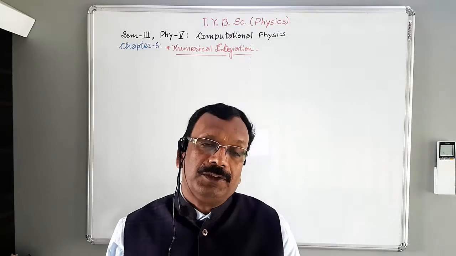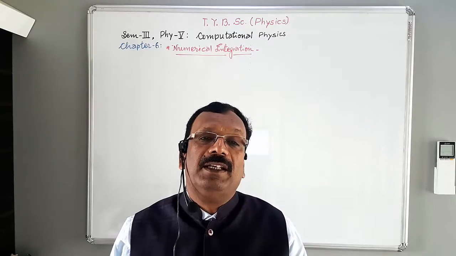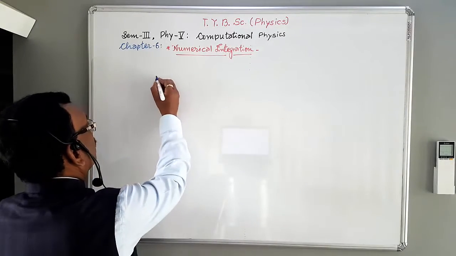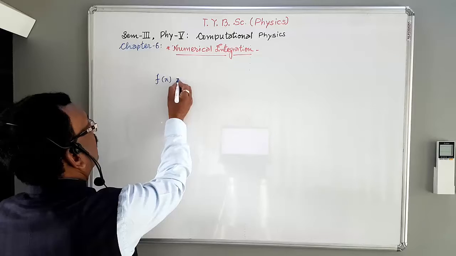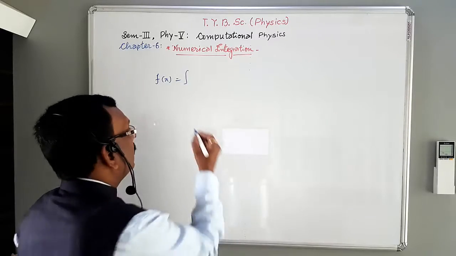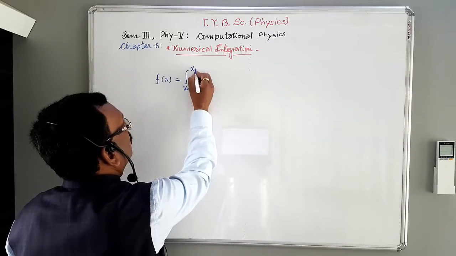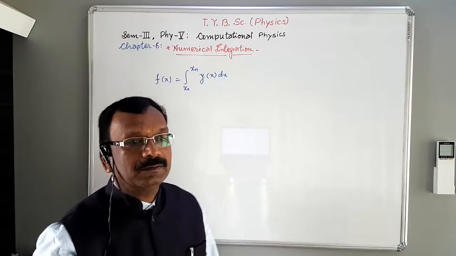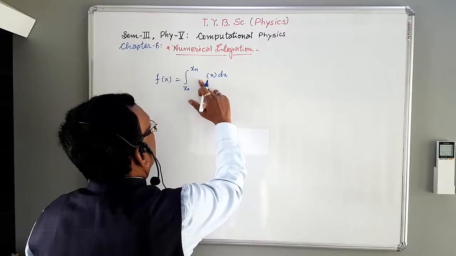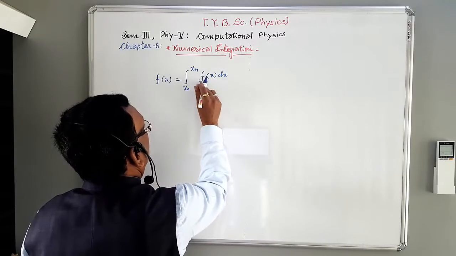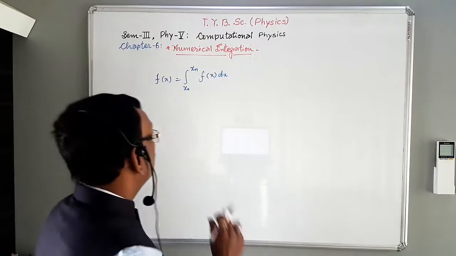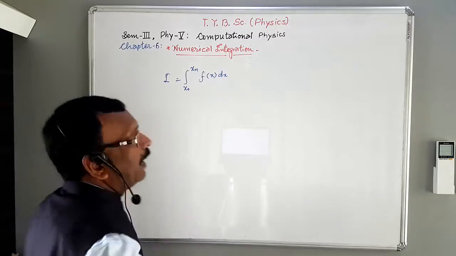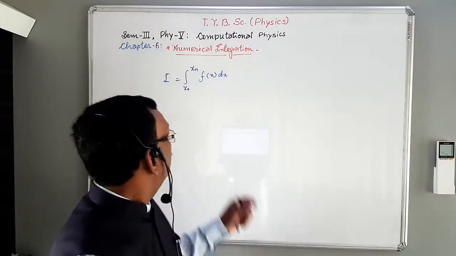Okay. So, consider a definite integral of the form I equal to the integral from x0 to xn of y of x dx, or instead of y we can consider the function f of x, and instead of f of x here we consider I for integration.